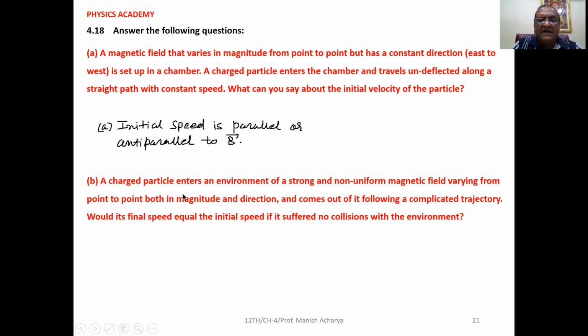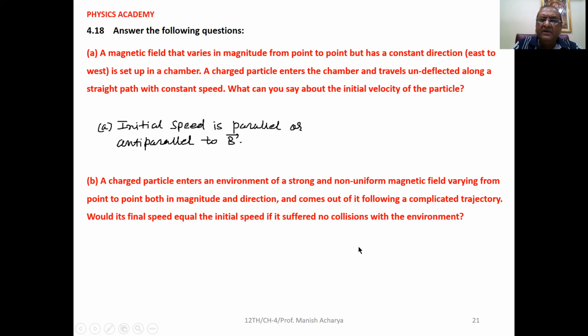Question B. A charged particle enters an environment of a strong and non-uniform magnetic field, varying from point to point both in magnitude and direction, and comes out of it following a complicated trajectory. Would its final speed equal the initial speed if it suffered no collision with the environment?